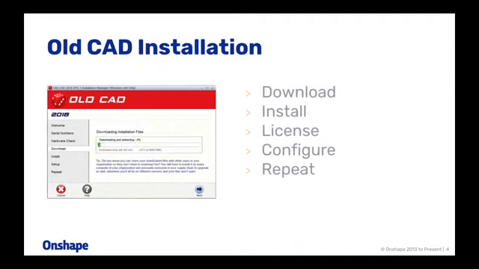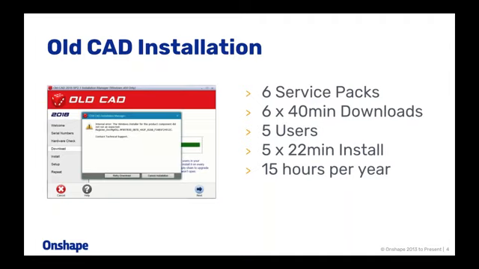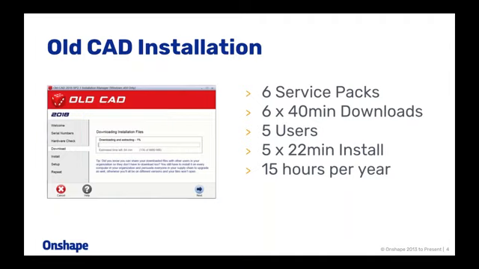So as a simple example, some metrics from this, then. Taking SolidWorks, for example, they do 6 service packs a year. It takes approximately 40 minutes to download one of those service packs on a good internet connection. So anybody who's got a poor internet connection was going to take significantly longer. And if you've got a 5-user setup and it takes around about 22 minutes to install a basic SolidWorks install, then that alone is 15 hours per year of complete wasted time.